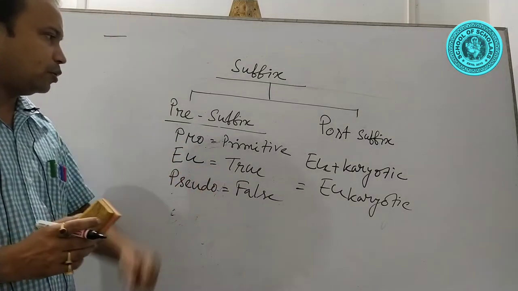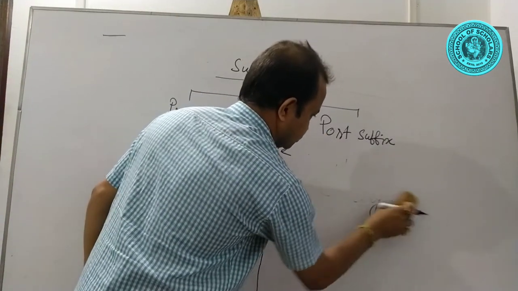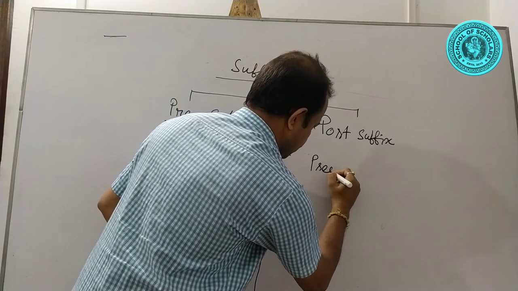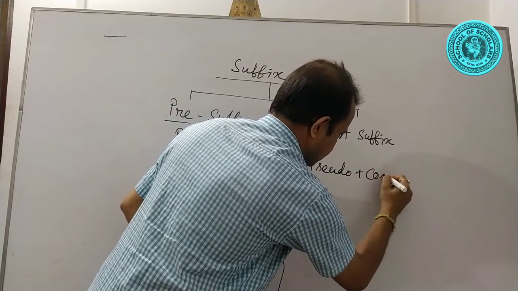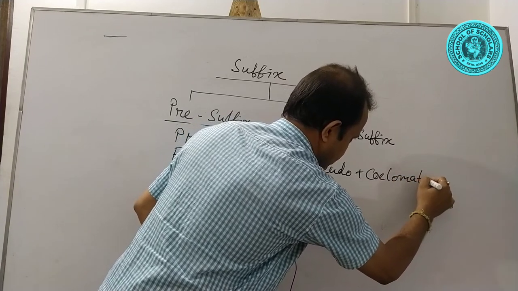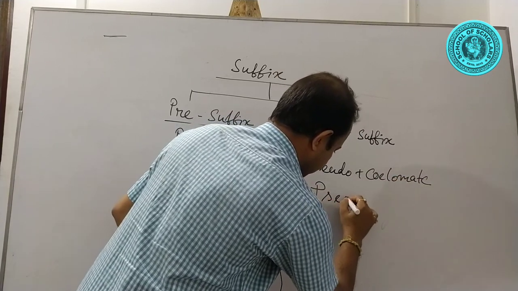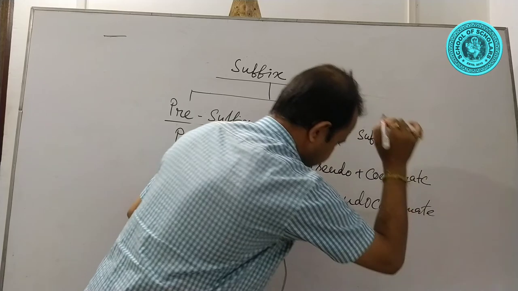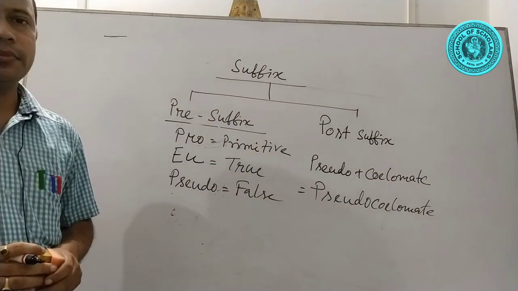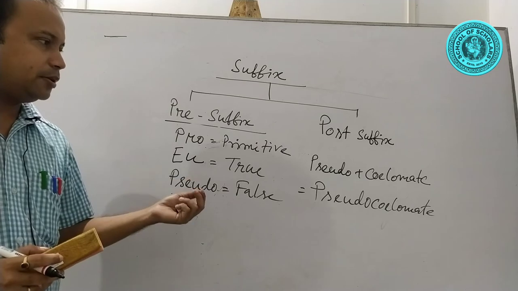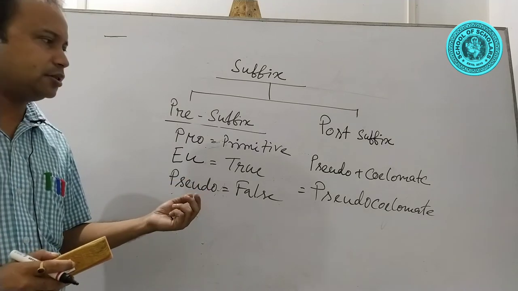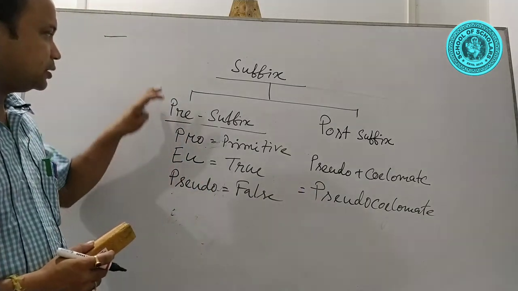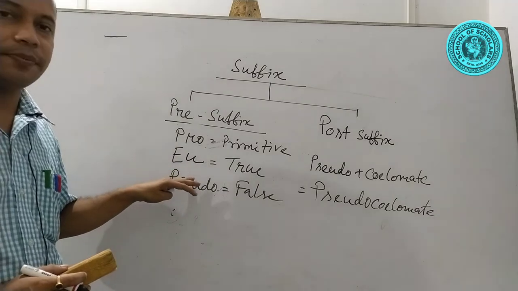Next, suppose you see pseudo. Pseudo means false. Pseudo plus silomate equals pseudosilomate. Pseudosilomate means presence of a false silom. That means it looks like a silom, but there is no silom. This type of suffix is called a prefix.